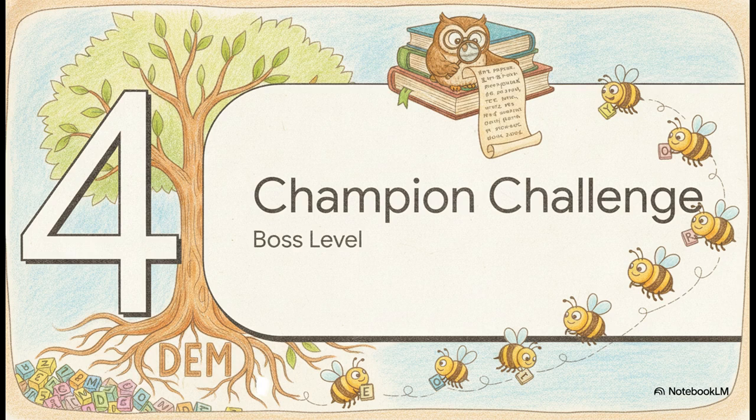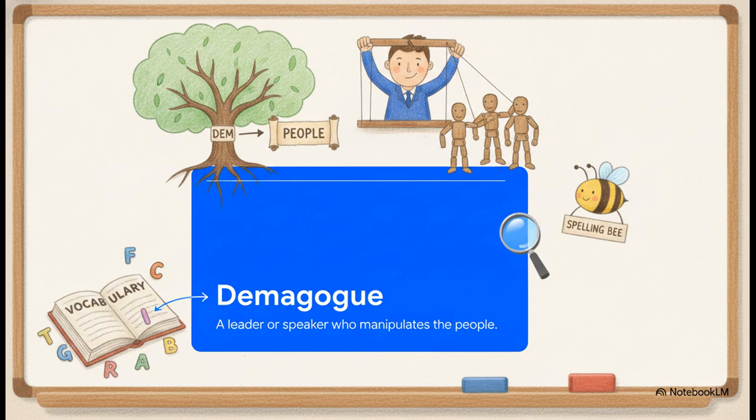All right, Section 4, the Champion Challenge. We've officially reached the boss level, where we tackle those super advanced words. Take a look at this advanced word, demagogue. This is an ancient term for a leader or speaker who manipulates a crowd. Think of a puppet master pulling the strings of the people. Aside from having a really powerful meaning, it happens to have a super tricky spelling at the end, which makes it an absolute favorite for spelling bee judges to throw at contestants.